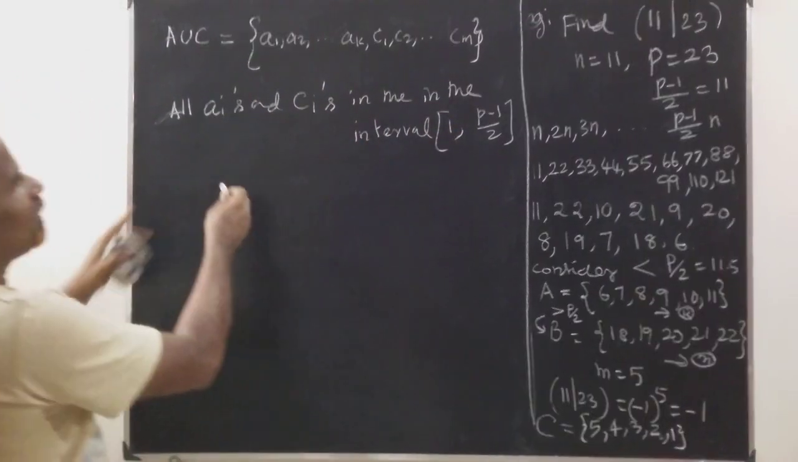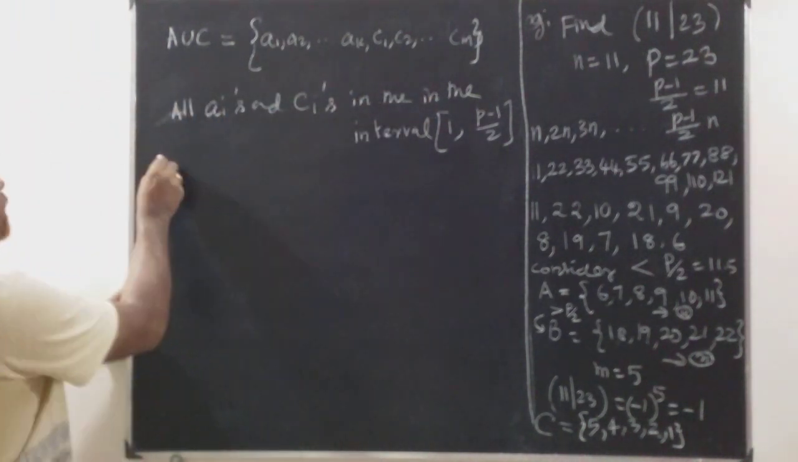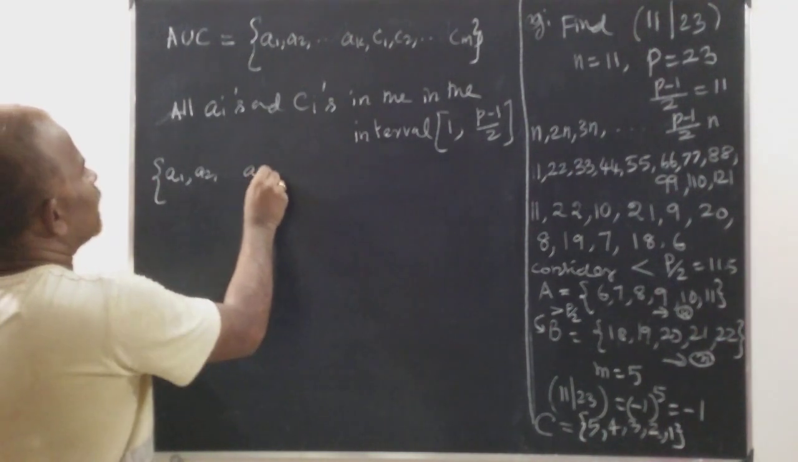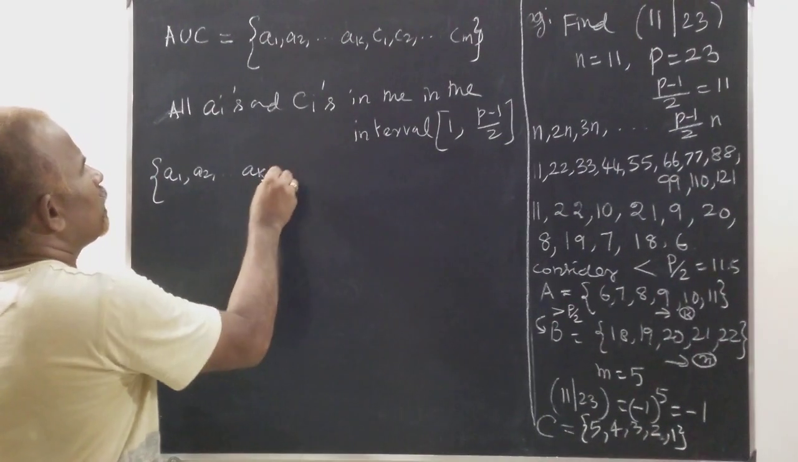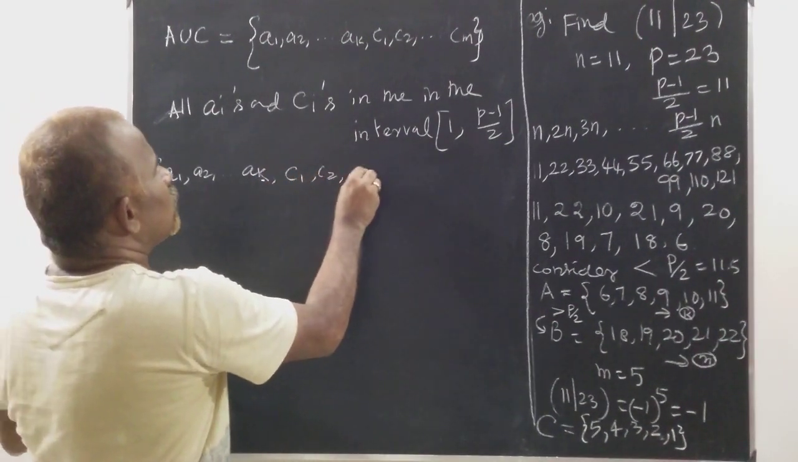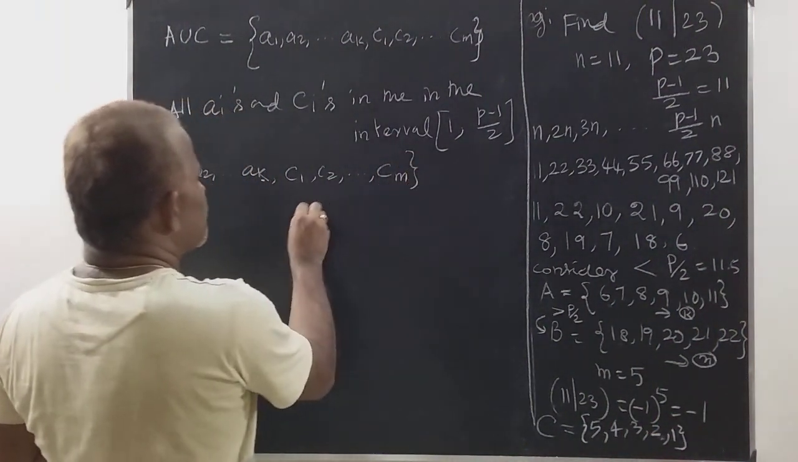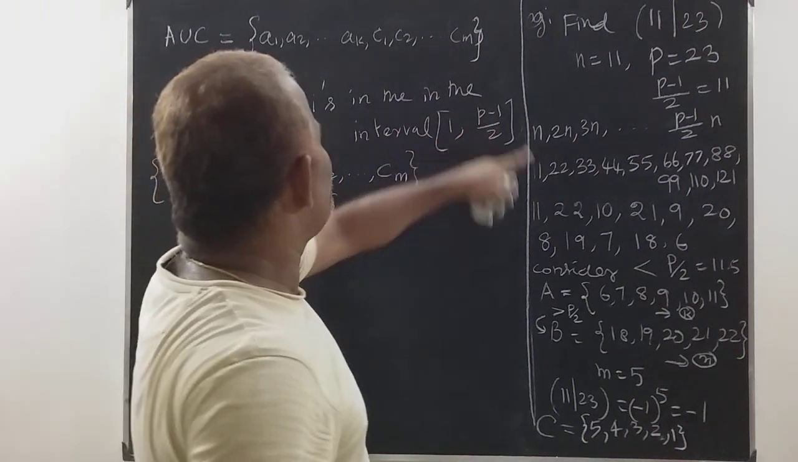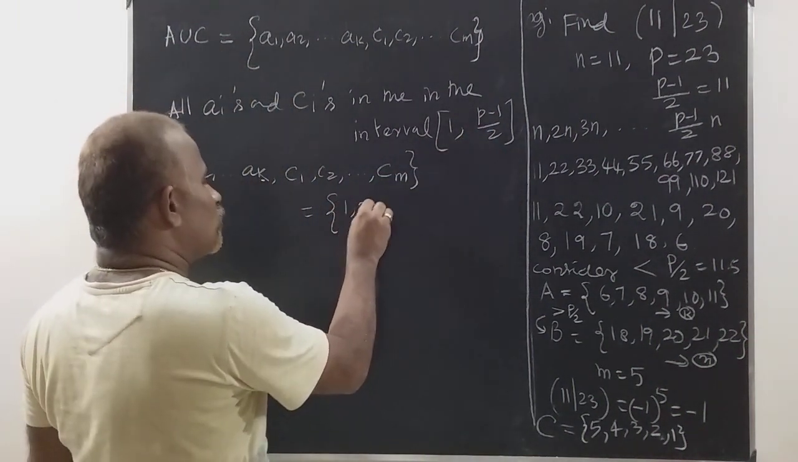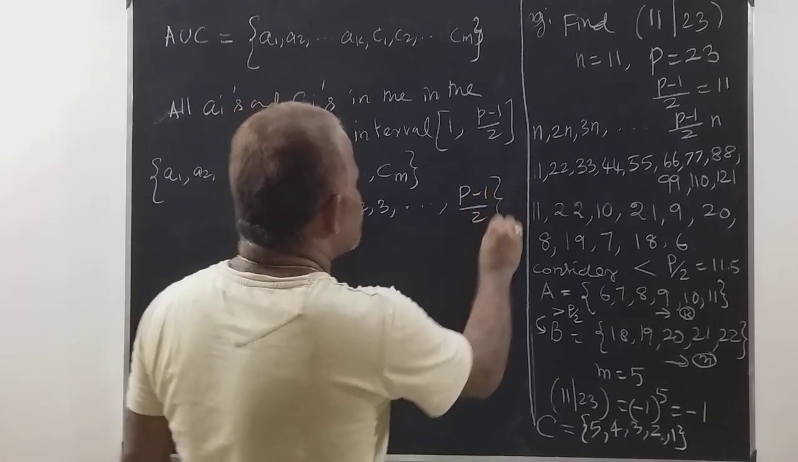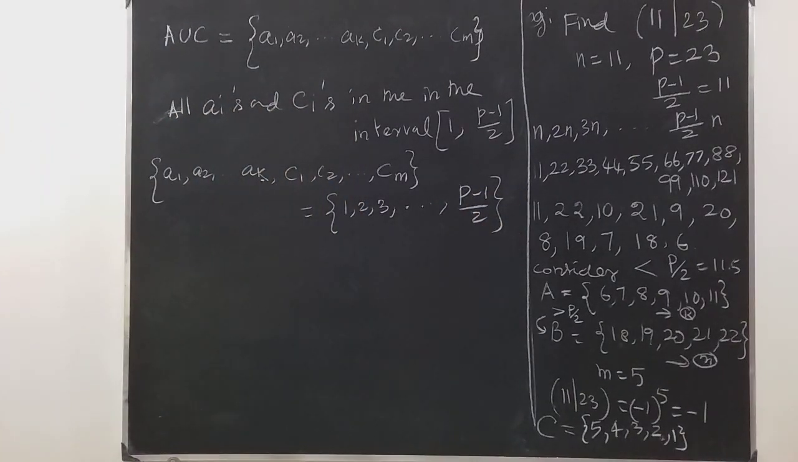Therefore definitely the elements A1, A2, ..., Ak, C1, C2, ..., Cm are equal to 1 to (P minus 1) by 2. So therefore 1, 2, 3, etc., up to (P minus 1) by 2.